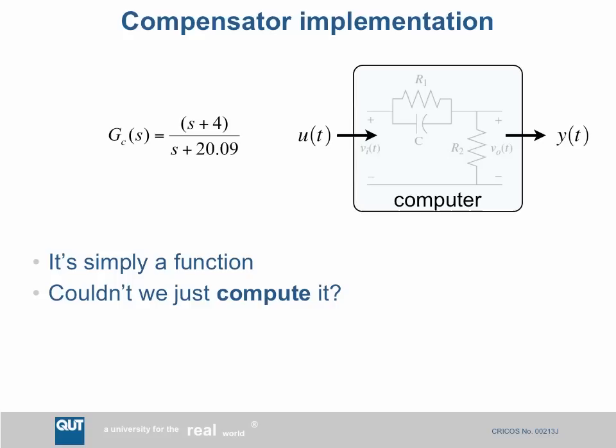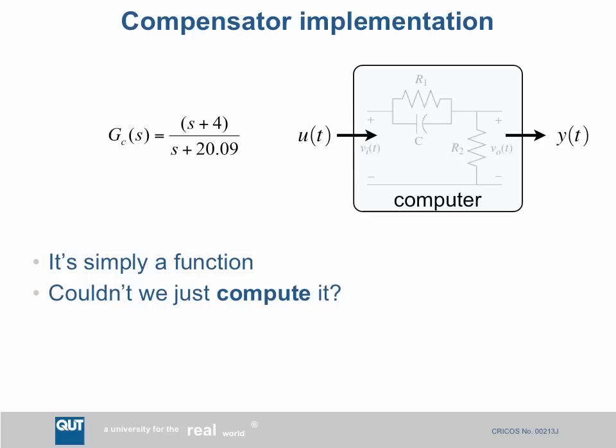We looked at compensators, and previously you've learned how to design a compensator. Given a plant model, you can design a compensator via a number of techniques: lead compensator, a lag compensator, lead lag, proportional control, proportional integral control, and you express this as a transfer function. And here, for example, is the transfer function s plus 4 on s plus 20. And we talked last time about how this is simply a function and asked the question, couldn't we just compute this? Instead of building it out of resistors and capacitors and op amps, let's just compute it. And so we spent a bit of the last lecture talking about how we might go about computing it.